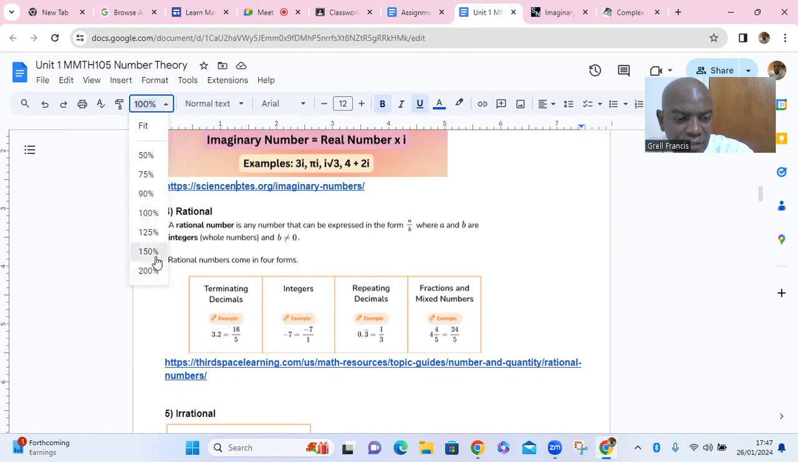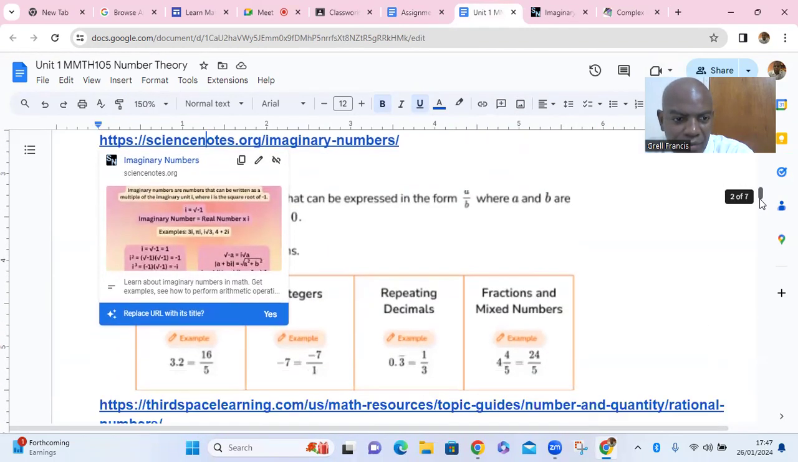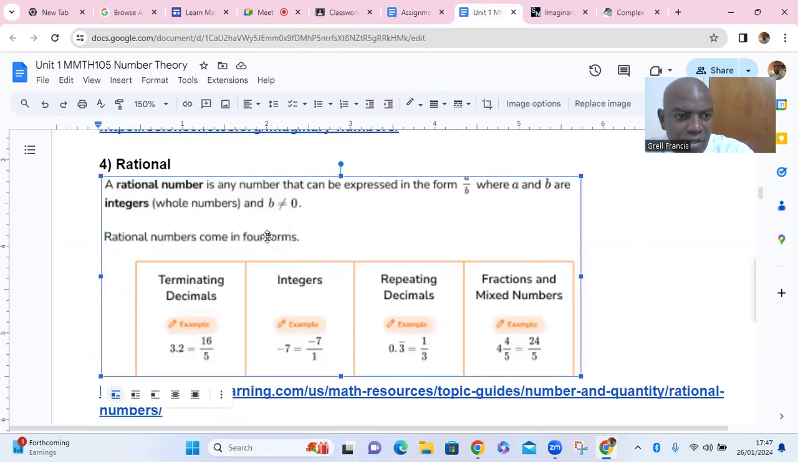It says, and I read, a rational number is any number that can be expressed in the form of a fraction a over b, where a and b are integers, whole numbers, not decimals, whole numbers. And b is not equal to 0, because if b is 0, then you're going to have a situation whereby it's a number divided by 0, and a number divided by 0 is not yet defined.